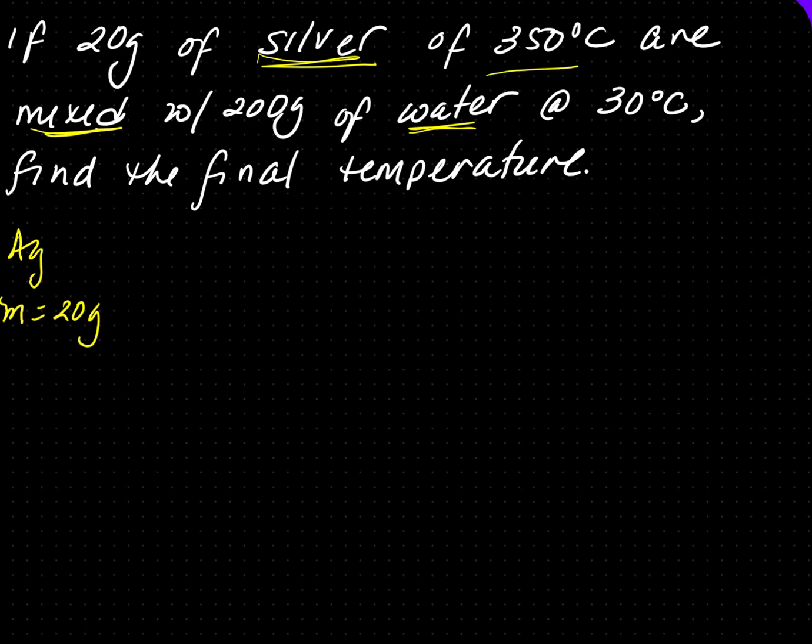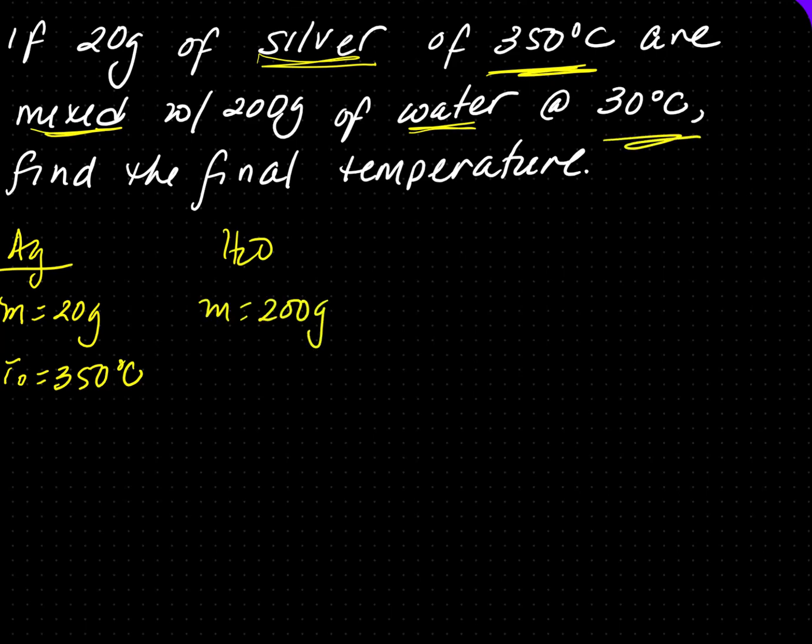It is at 350 degrees Celsius, so that's my T initial. My water has a mass of 200 grams. This is at an initial temperature of 30 degrees Celsius. They want the final temperature, so we are looking for the final temperature. And since it's going to reach thermal equilibrium, the final temperature has to be the same.